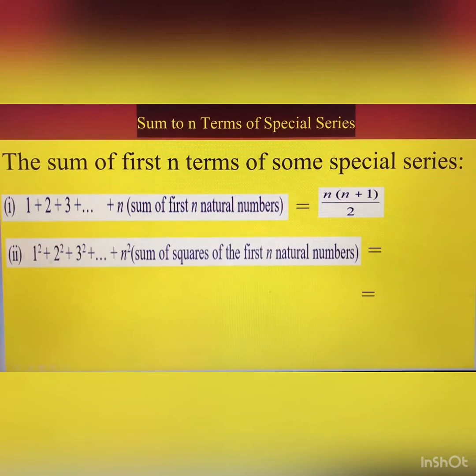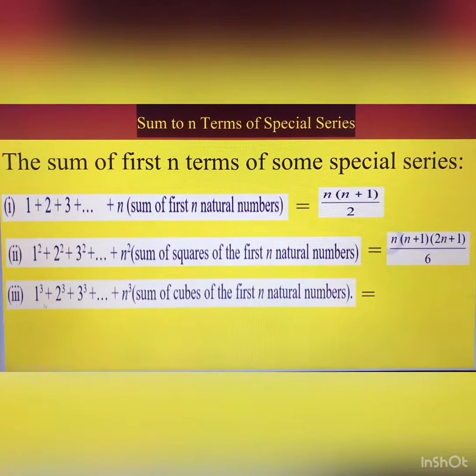And if the sum is given in this form, that is 1 square plus 2 square plus 3 square plus up to n square, that is the sum of squares of the first n natural numbers, so we will use this formula directly: n(n+1)(2n+1)/6.